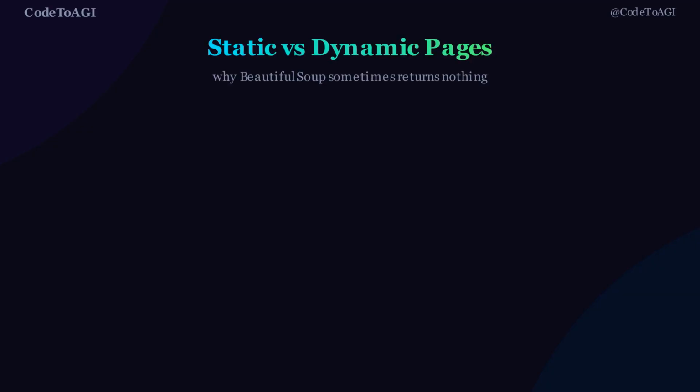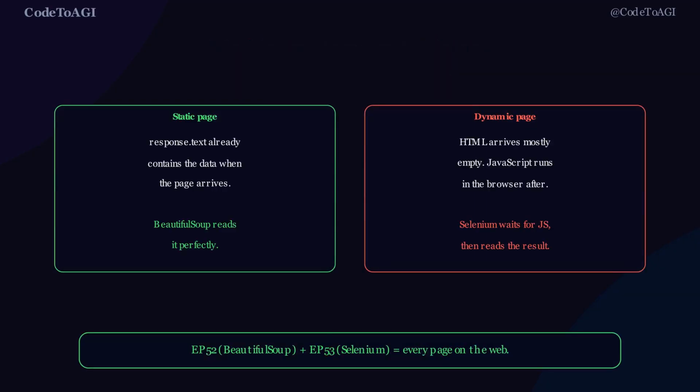The web has two kinds of pages. Static pages, the HTML holds the data when it arrives. BeautifulSoup reads those perfectly. Dynamic pages, the HTML arrives mostly empty. JavaScript runs in the browser and fills in the data after. Selenium launches Chrome, waits for JavaScript to finish, then reads. EP52 plus EP53 covers every single page on the web.